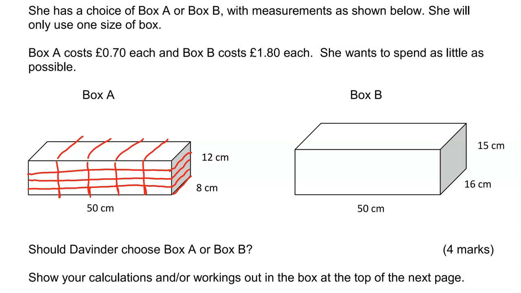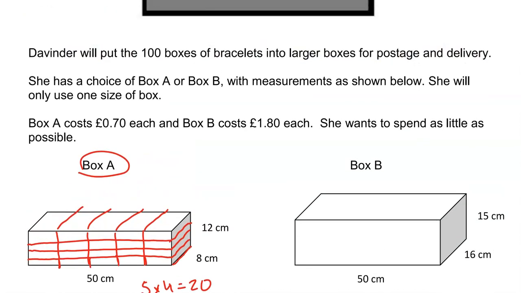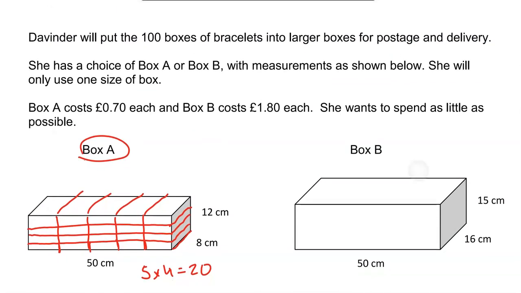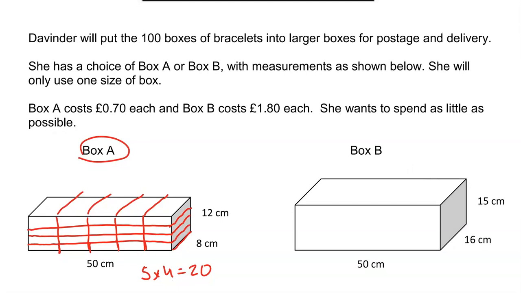So in each row fit 5 boxes. There are 4 rows, so 5 times 4 gives us 20. So 20 small boxes fit into box A. So 20 of the small boxes will fit into box A, and she's got 100 boxes.